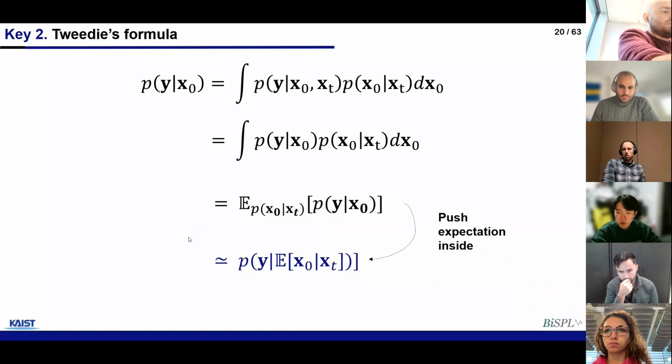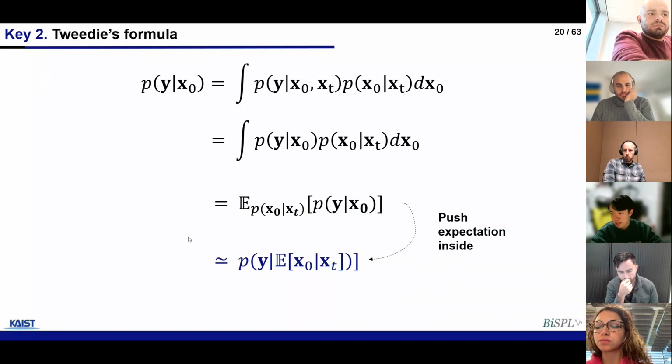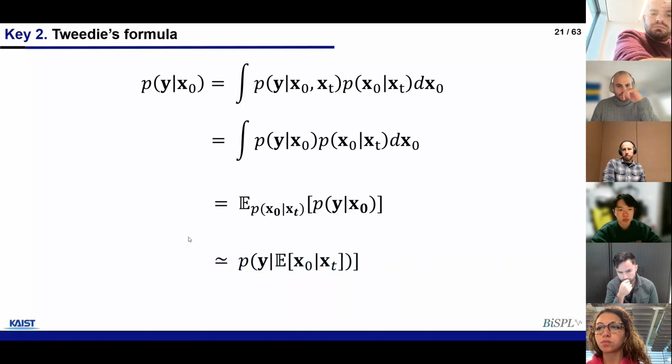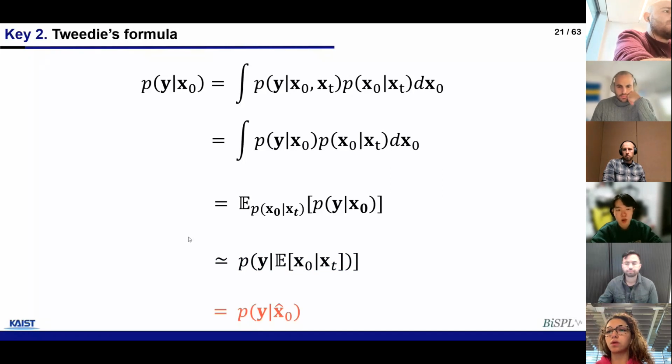To fully enjoy the effectiveness of Tweedie's formula, and because leaving the expectation outside is intractable, let us push the expectation inside for now. When we do that, by the Tweedie's formula proposition, we have a fully tractable distribution where the condition is now given by x0 hat, the denoised estimate from xt.